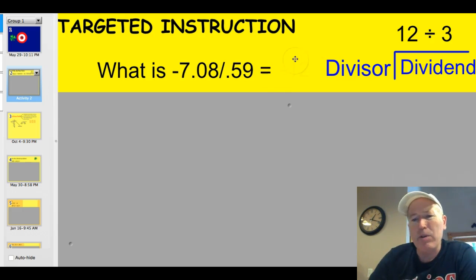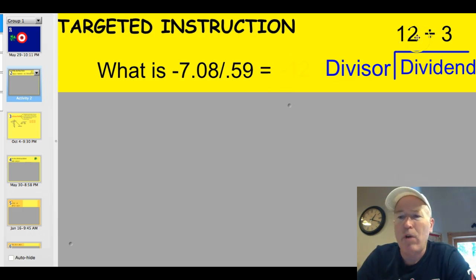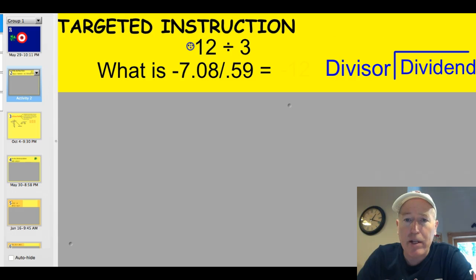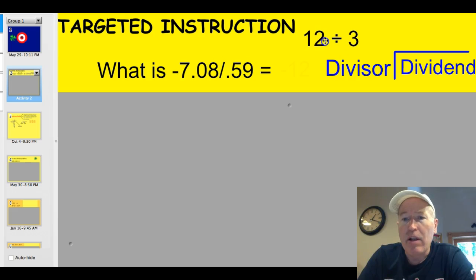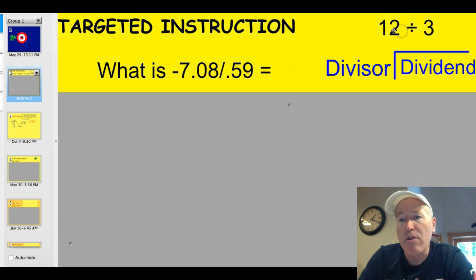In that case, I want you to just think about the problem 12 divided by 3. This means I could slide this guy over here. It means the same thing, right? It's in the same order. This is negative 7.08 divided by 0.59, just like 12 divided by 3. I could put a fraction bar in there. If I gave you 12 divided by 3, I know you'd put 12 as the dividend and 3 as the divisor. So when you get confused, just simplify it for yourself.